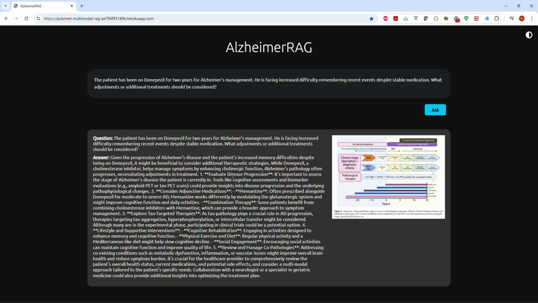As you can see here, the answer. Since it finds the disease root cause, it provides certain adjustments in the treatment with these points. So this is in brief how you can use this application for getting answers to queries about Alzheimer's disease, with responses and relevant images or tables generated based on the user's questions.